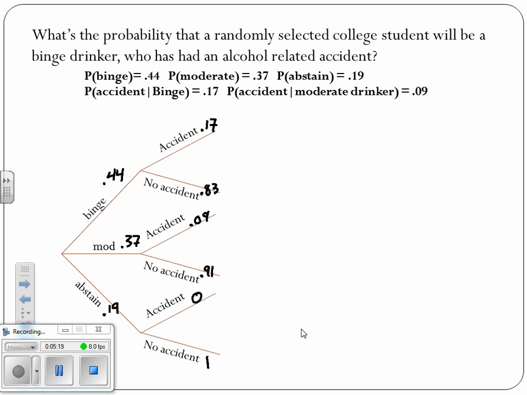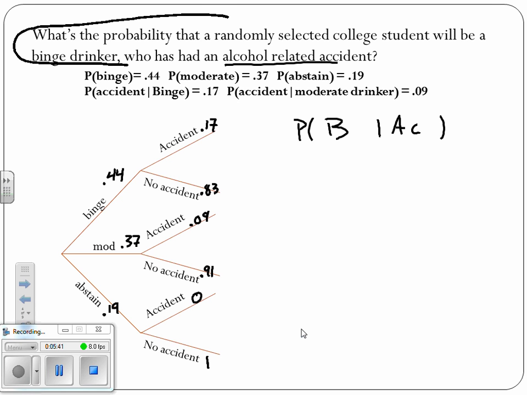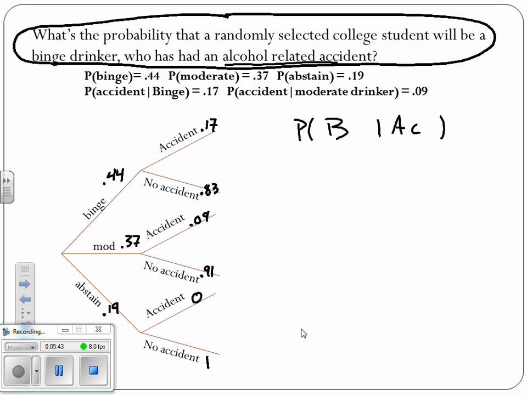Basically, the people that abstain, there's no way they can cause an alcohol-related accident. So let's go back up here to what we discussed before. If we know that they've had an accident, what is the probability that they're a binge drinker? Once we've got our table or our tree set up, and once we translate this into a probability statement, the difficult part's over.